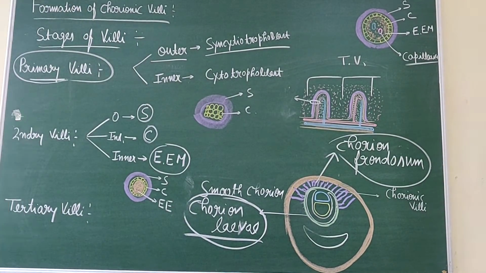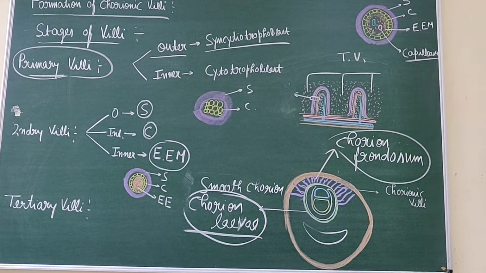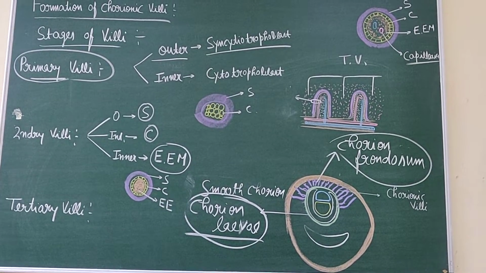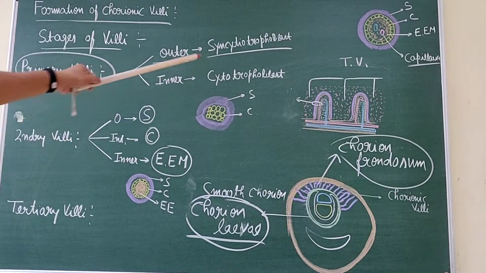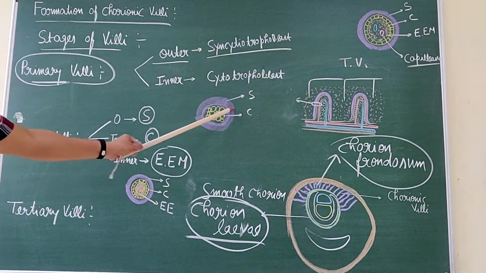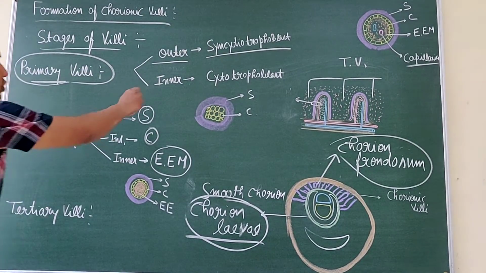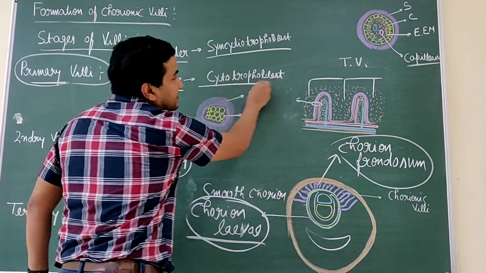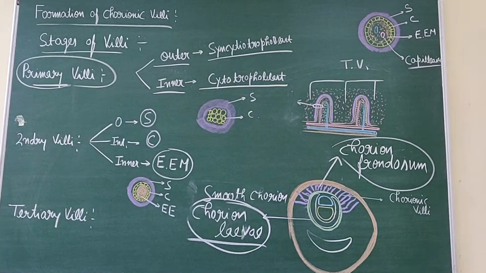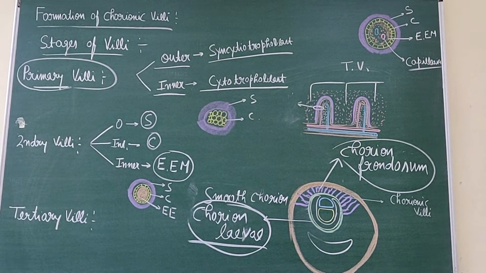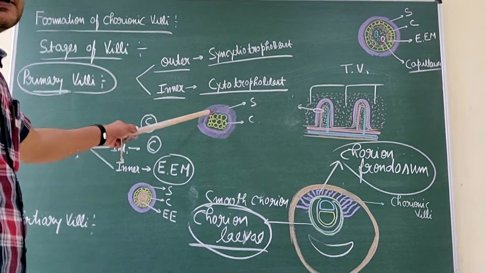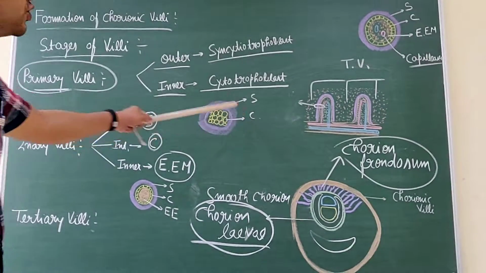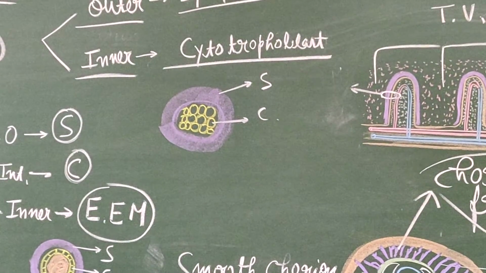syncytiotrophoblast. Syncytiotrophoblast is the outermost layer of the trophoblast that has the invading property. Now the inner core of this primary villi is formed by the cytotrophoblast. It means the two layers of the trophoblast, outer syncytio and inner cyto, form the primary villi.